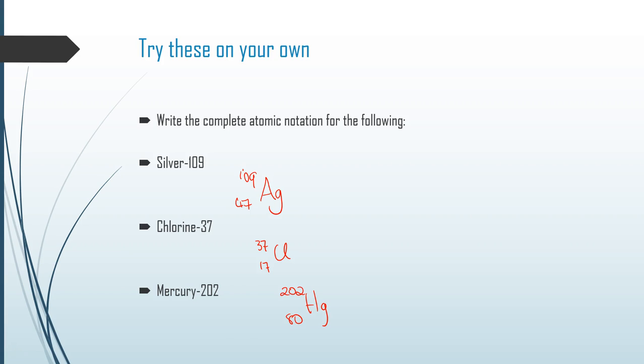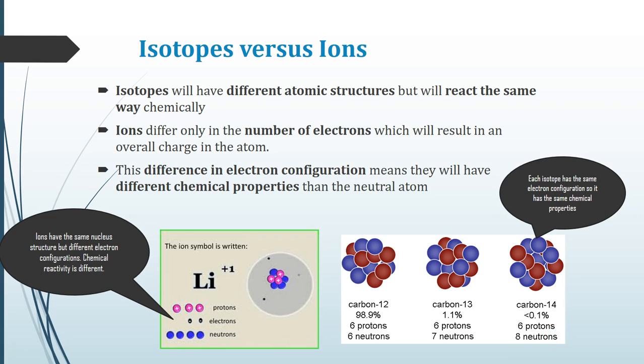Welcome back, and hopefully you realised that you needed to grab your periodic table to do this. When you do that, you'd realise that silver, hopefully you remember, has the symbol Ag and 47 protons, so it becomes 109 Ag 47. Chlorine was on the previous slide, so 37 Cl 17. And then mercury is another one of our tricky symbols where we have Hg, and then 80, and then it was 202 because it's mercury-202.